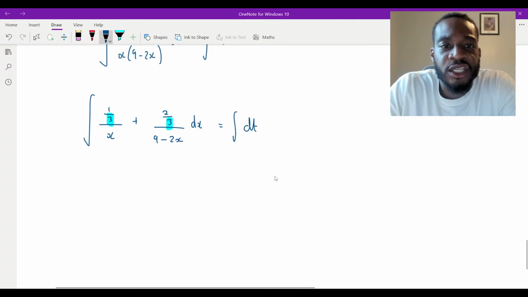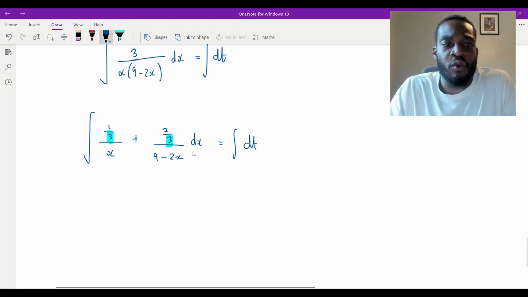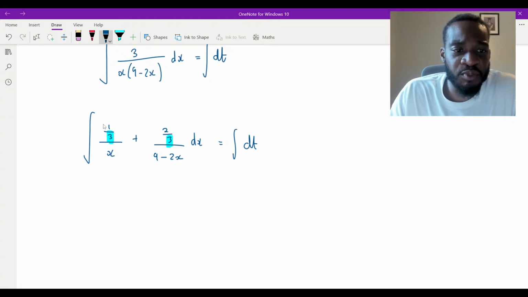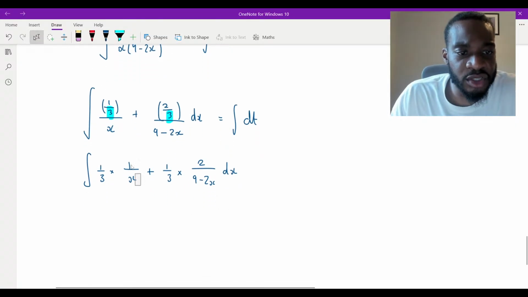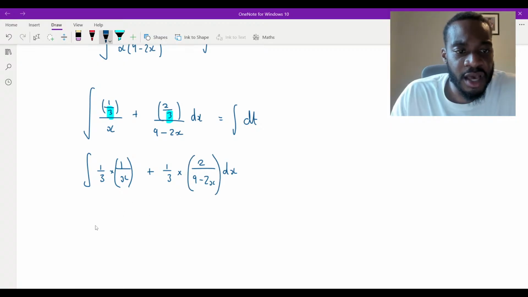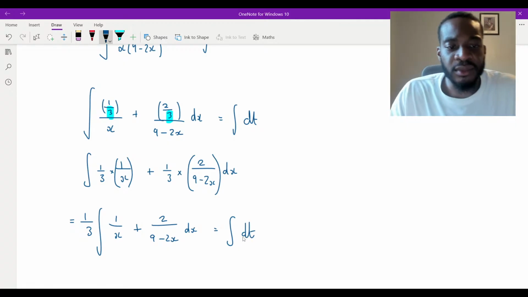So what I'm gonna do now is we need to integrate both sides, yeah? Now, how do we do that? Well, what I like to do with these ones is just take out the factors. These both have a common factor of a third, right? If I take out a factor of a third, I will get 1/3 times 1 over x, like that. And then plus, because it's 2/3, if I take out a third from that, it would be times 2 over 9 minus 2x dx, like that. Then I can take out that common factor of a third and put that on the outside of the integral. So I have a third, and then I'm gonna have 1 over x plus 2 over 9 minus 2x dx. And then this is the integral of dt. And then now I'm going to integrate.